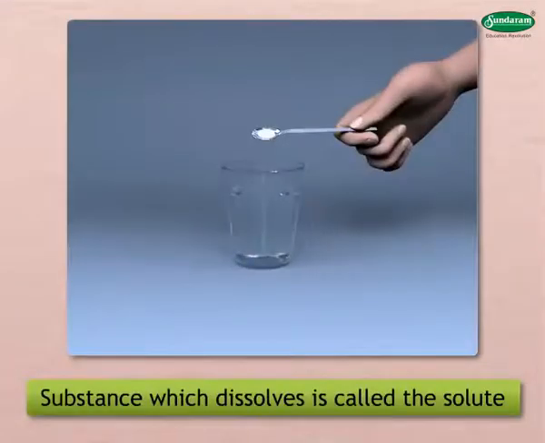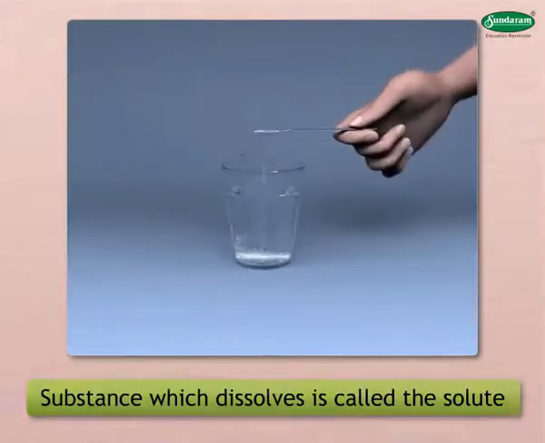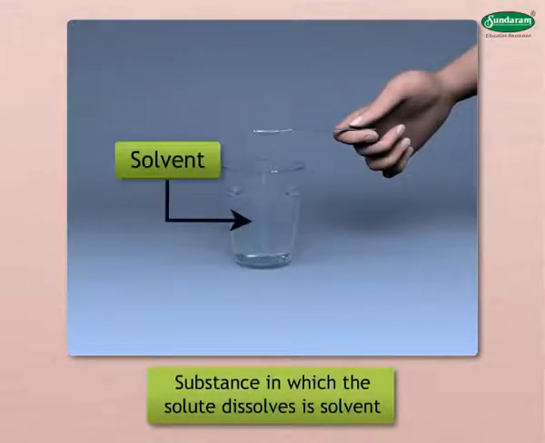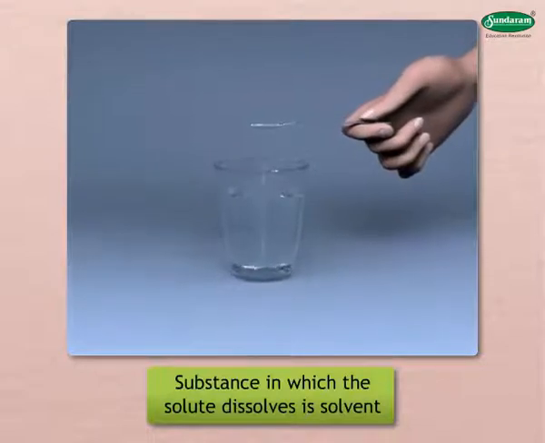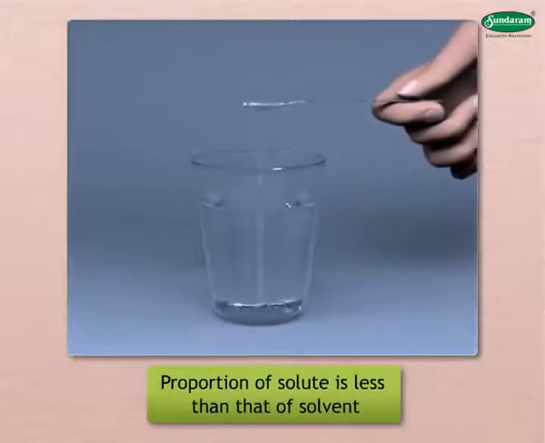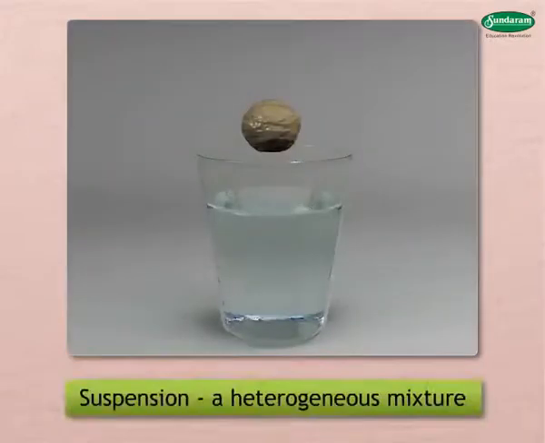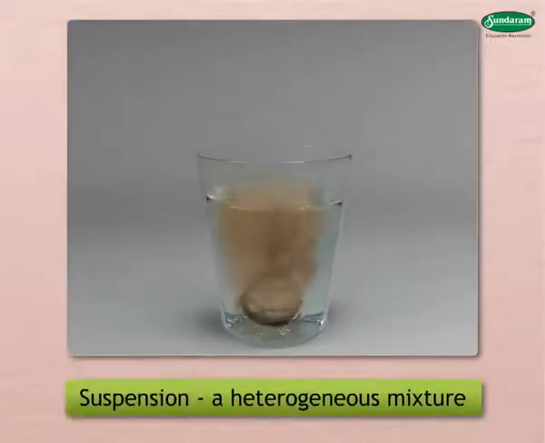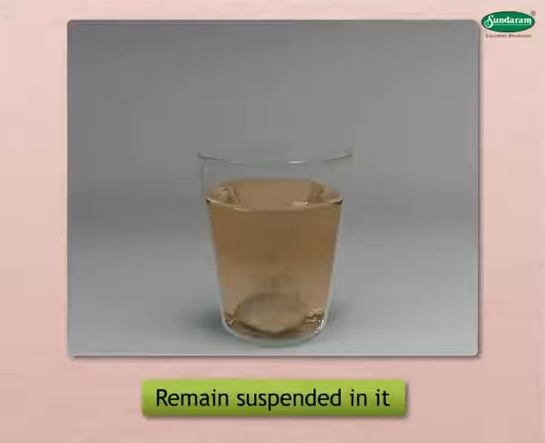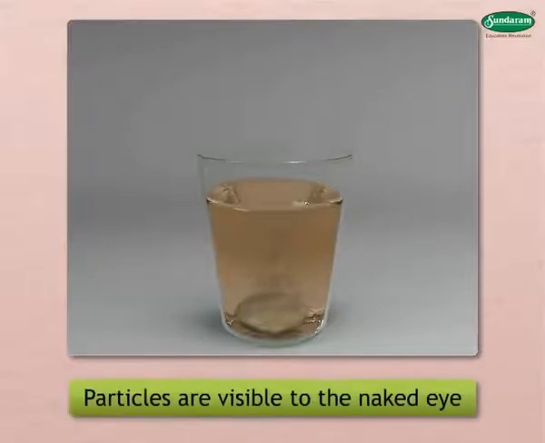The substance which dissolves is called the solute. The substance in which the solute dissolves is the solvent. In solutions, the proportion of solute is less than that of solvent. A suspension is a heterogeneous mixture in which the solute particles do not dissolve but remain suspended in it. These particles are visible to the naked eye.